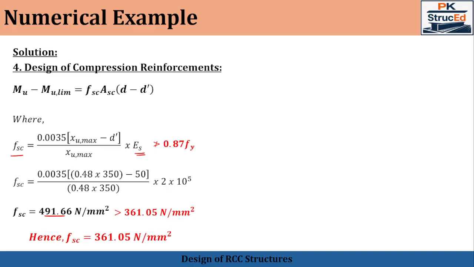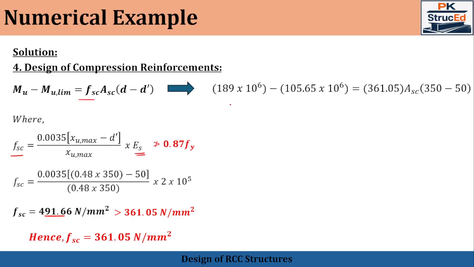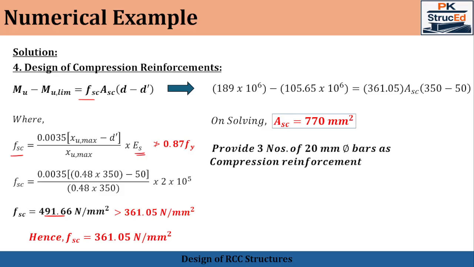Now, substituting this FSC in this equation with all the values MU, MU limit, FSC, and then D and D dash, we'll get the value of ASC, that is the area of the steel in the compression zone. Now assuming the diameter of the bar, let me assume 20 mm diameter bar, providing 3 numbers as the compression reinforcement. Therefore, the area of the compression steel provided is 942 mm square.